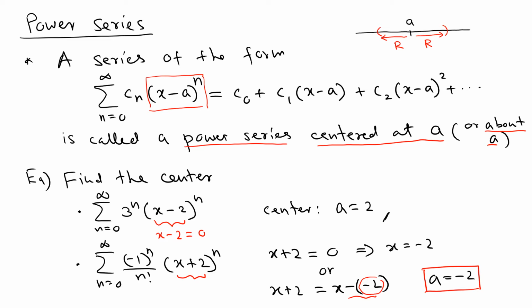Okay, good. So either you set x plus 2 equal to 0 and solve for x, or you can write it with two negative signs. Good. So let's look at a few more examples just to make sure that we understand this.